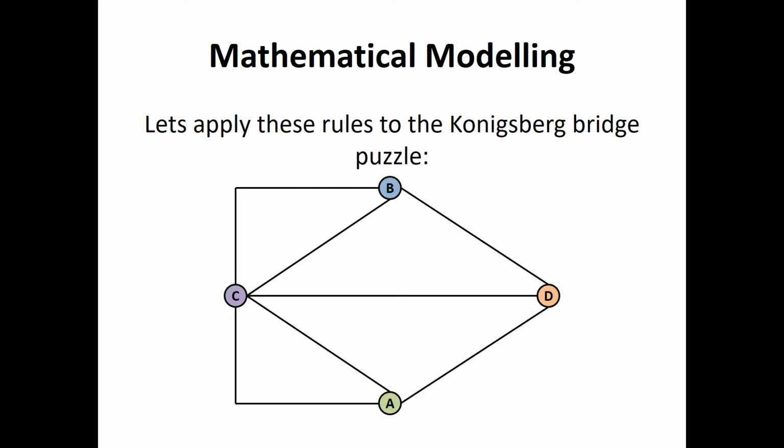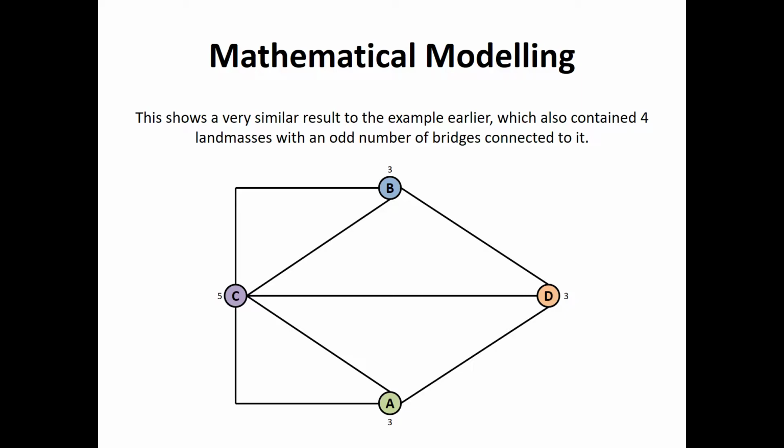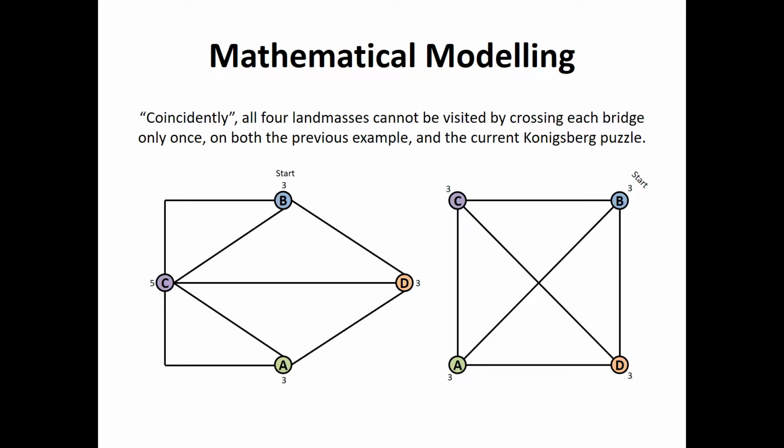Let's apply those points to the Königsberg bridge puzzle. The number of bridges that each landmass contains has been added beside the letter representation of the landmass. So C has 5 bridges, D has 3, B has 3, and A has 3. Given the fact that this is very similar to the previous example, which also contains 4 land masses with an odd number of bridges connected to it, then we can start to understand that these rules probably are in fact true.